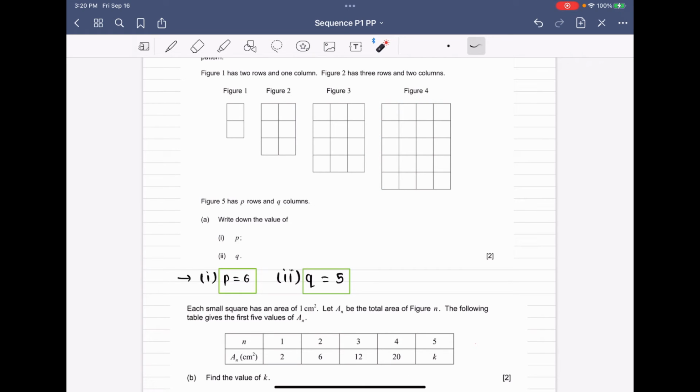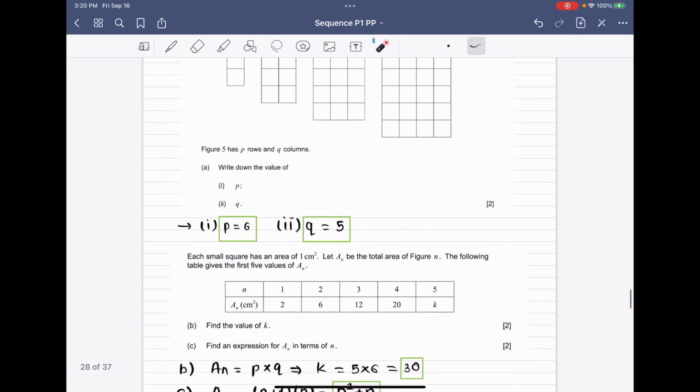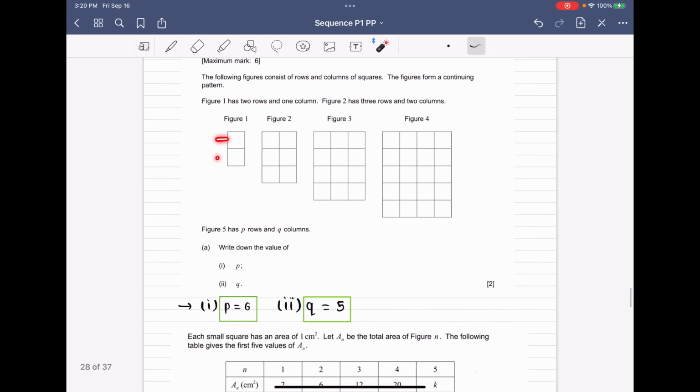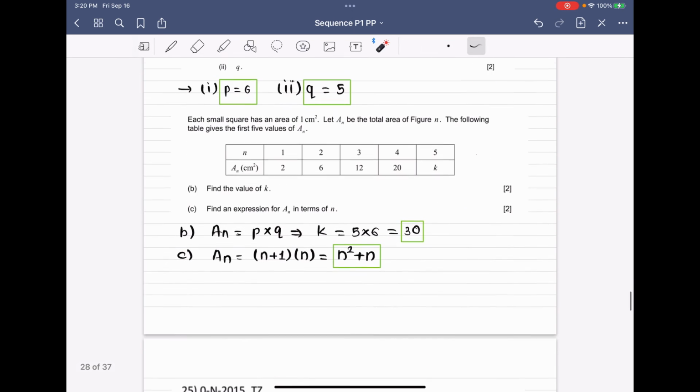So for figure 5, the number of rows is 6 and columns is 5. So 6 times 5 is 30. So An is actually the number of rows times the number of columns. And what is the relation between the rows and columns? If rows are 2, columns are 1. Rows are 3, columns are 2. Rows are 4, columns are 3. So the number of columns is always 1 less than the number of rows.